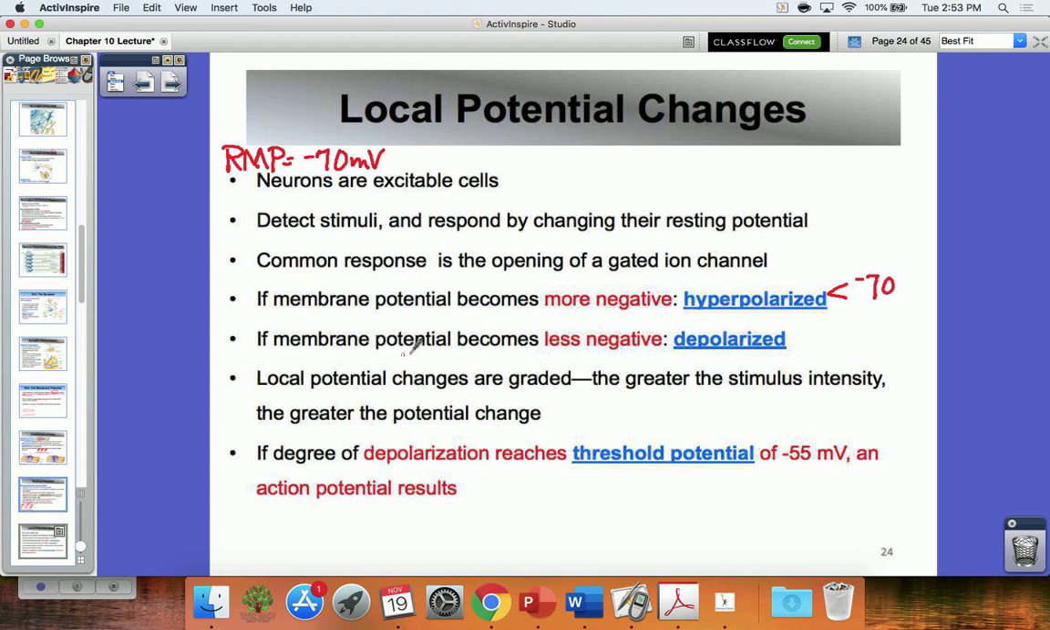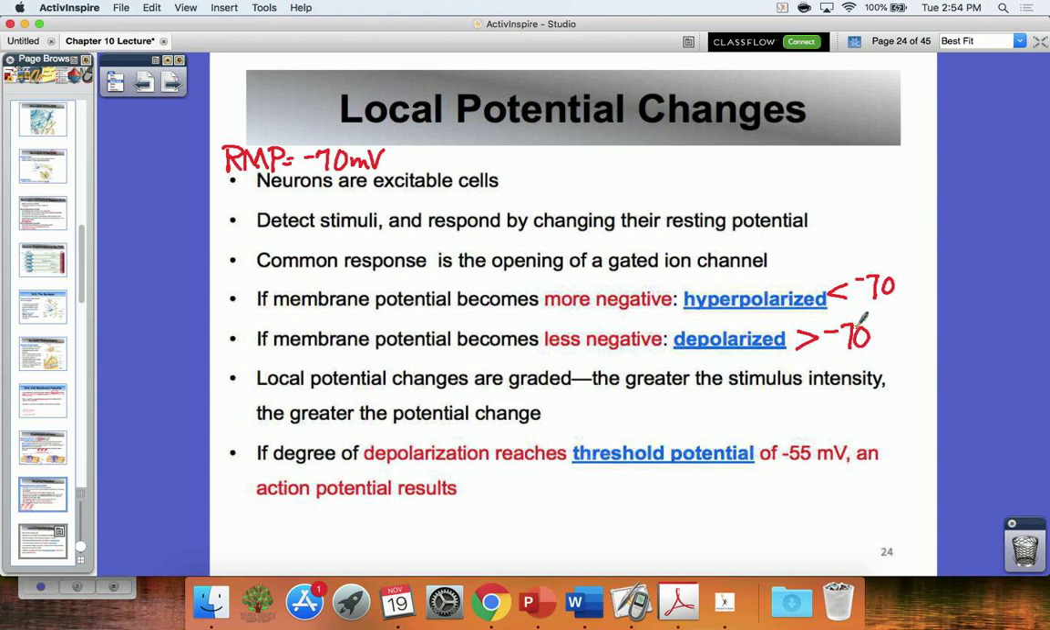If the cell membrane potential becomes less negative, that means becoming more positive, we call that depolarized. So this is where it's greater than -70 millivolts. Okay? And that can change back and forth again, depending on the ion channels that we have.